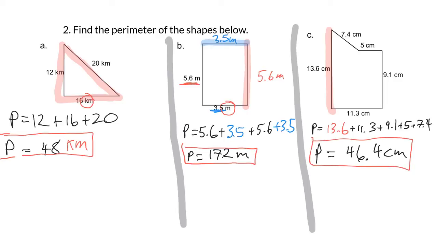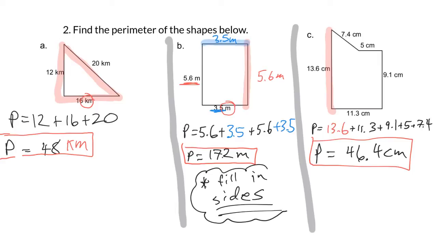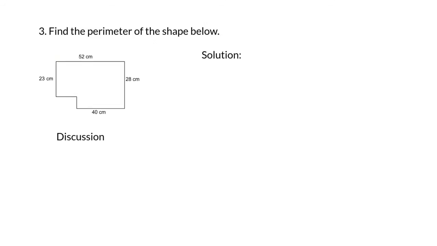Pause the video and make sure this is all copied down so that you have an idea of how to do this. So just remember, for this one, we had to fill in the sides. This happens from time to time when you see these types of perimeter problems. They just give you one or two sides and then you have to figure out the others.